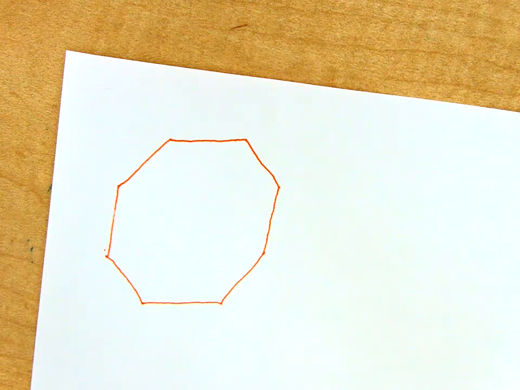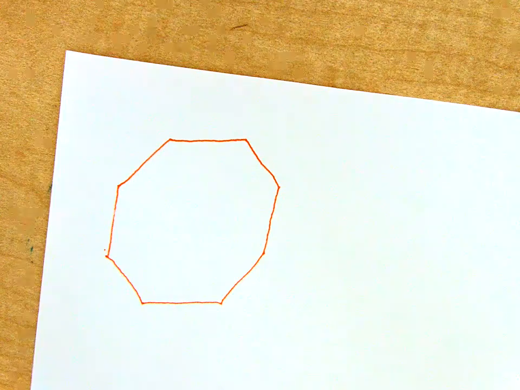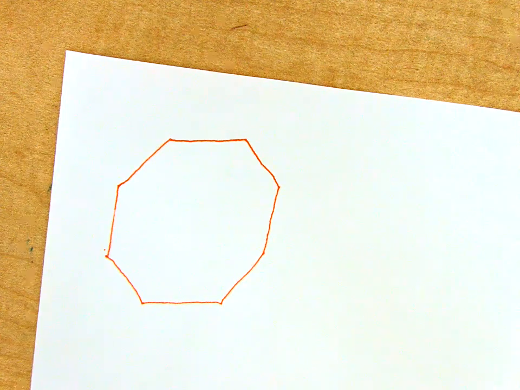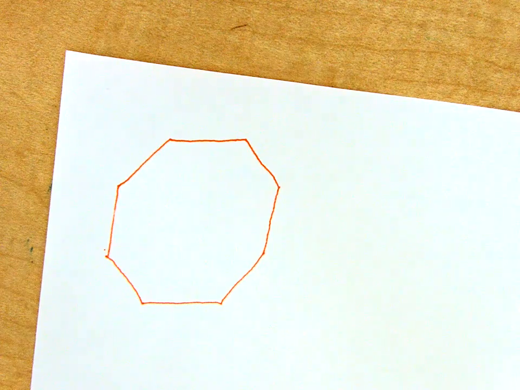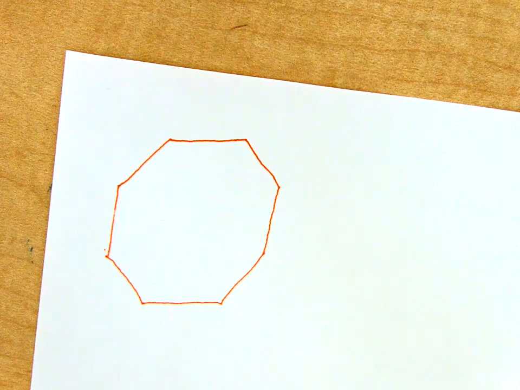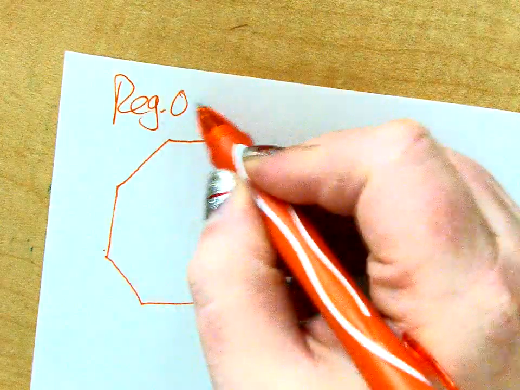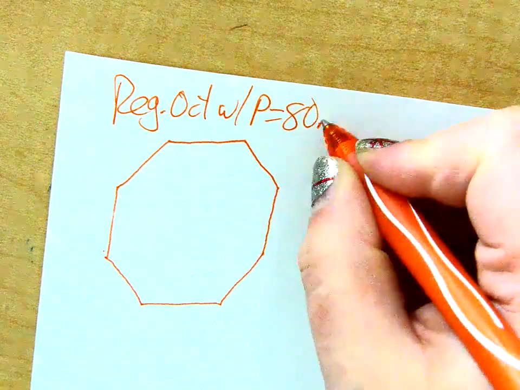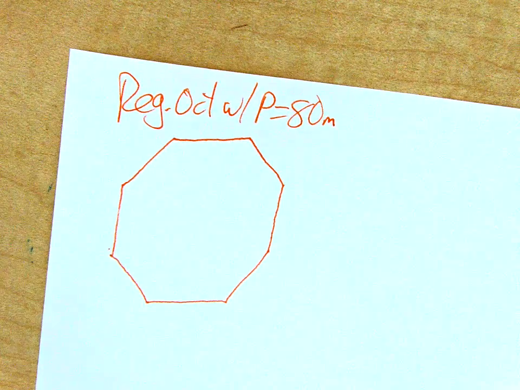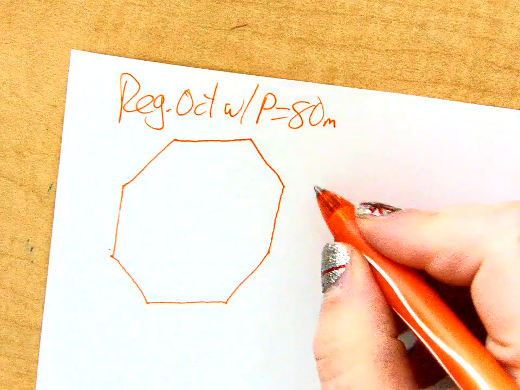Put a dot in the middle and draw. Okay, guys, I'm going to give you one bit of information again. Have your choice. How about I give you the whole perimeter? So all you have to find is the apothem. I'll even make it easy. Let's say that perimeter is 80. So this is a regular octagon with perimeter equal to 80 meters, let's say. And I want you to find the area.